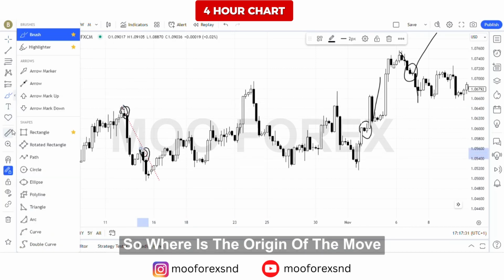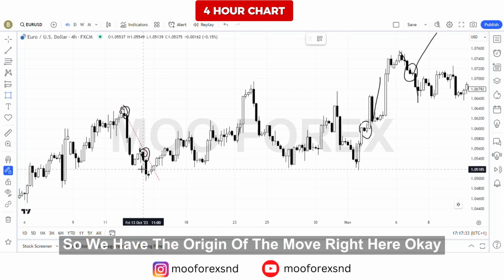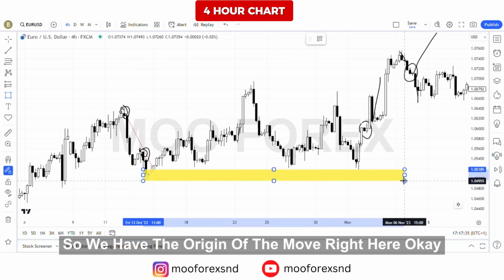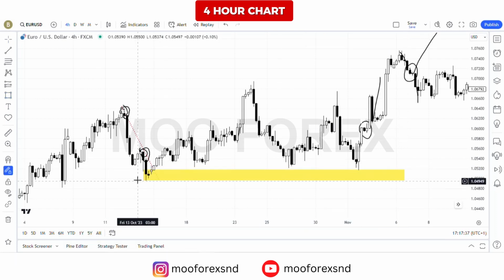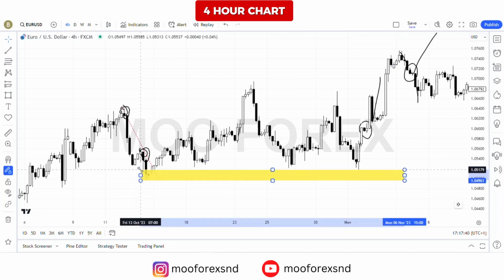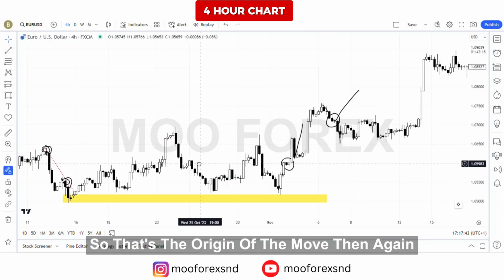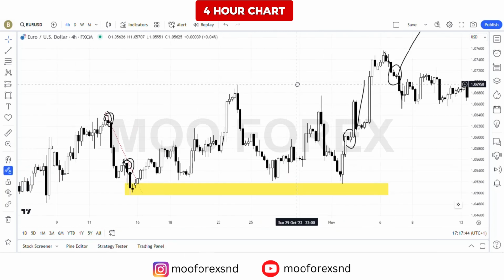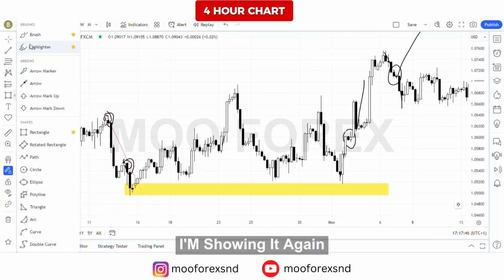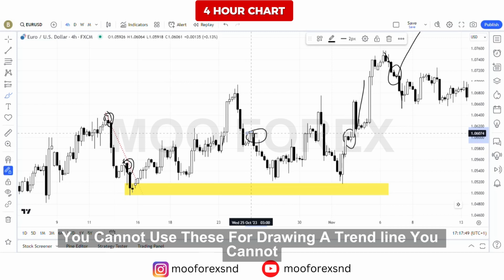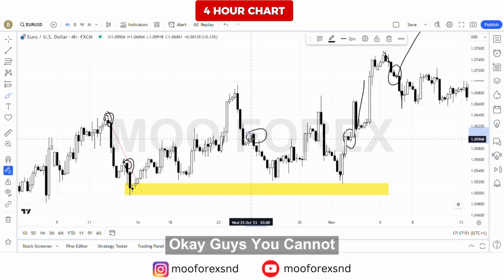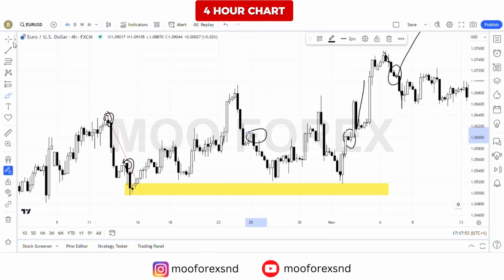Okay, so for example here we drew the trend line here and here. So where is the origin of the move? We have the origin of the move right here. Okay, so that's the origin of the move. Then again, I'm showing it again, you cannot use these for drawing a trend line. You cannot. Okay guys, you cannot.